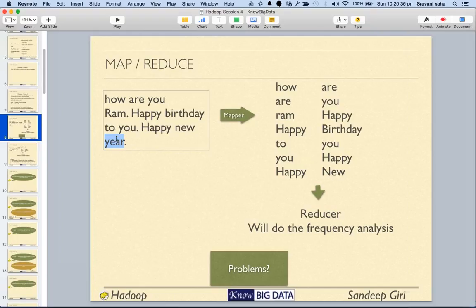And then we do the frequency analysis, meaning we gather, because the first word, how, for example, is the key, all the words that are following how will be in the value when it goes to the reducer. And therefore the reducer can compute what are the top five words. So do you see any problems in this? No problems, do you see?